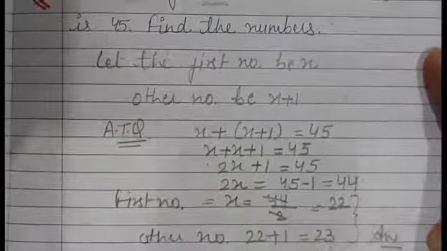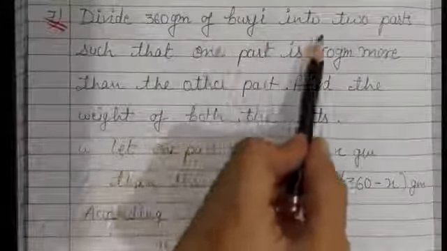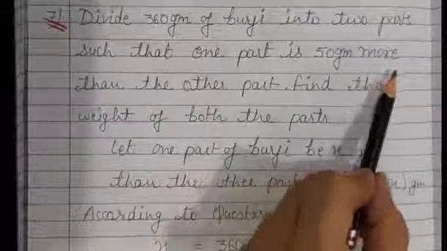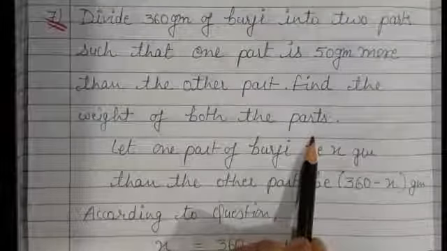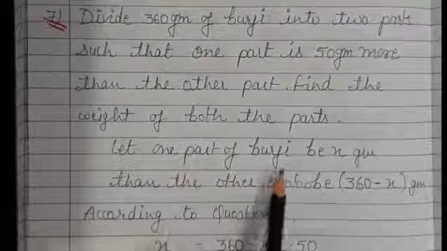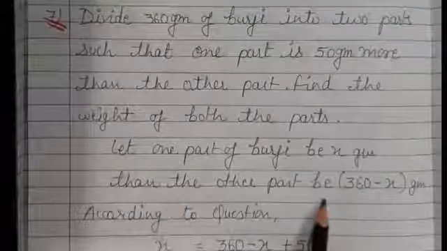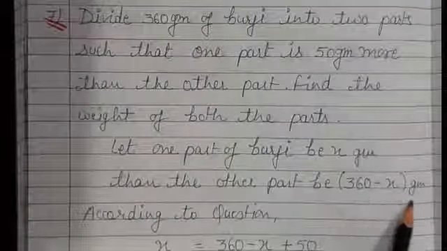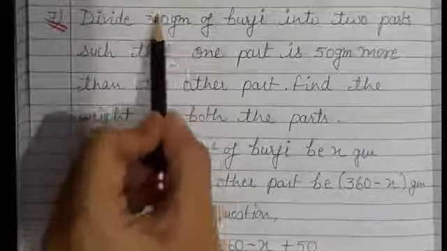Is it clear? Seventh numerical, divide 360 gram of burfi into two parts such that one part is 50 gram more than the other part. Find the weight of both the parts. So in that case, first let the weight of one part of the burfi be x gram, then the weight of the other part of the burfi will be 360 minus x gram, because the total is 360 gram.